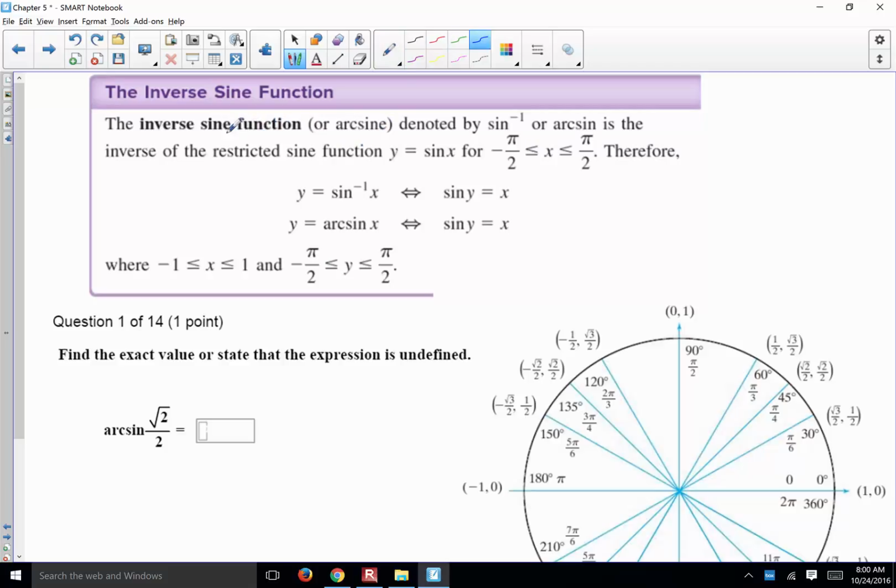Inverse function, sine inverse function, is denoted by sine inverse. We're just summarizing everything we said in a proper way. Or we denote it by arcsine. Either one of these notations may be present in the question. It is the inverse of sine, however, it's only restricted to domain angles between minus 90 and 90.